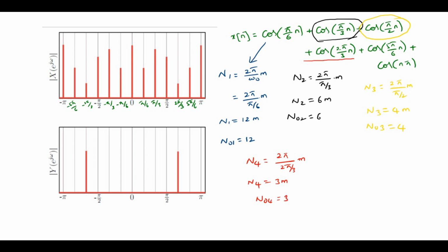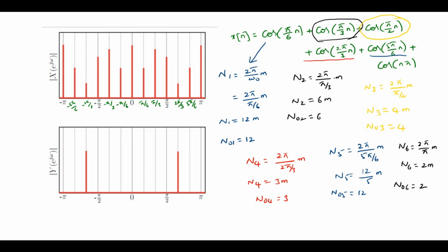The fifth one: N5 is 2π/(5π/6)·m, which is 12/5·m. The fundamental time period N05 is 12. Now the last one: N6 is (2π/π)·m, so the period is 2m. The fundamental time period is 2.